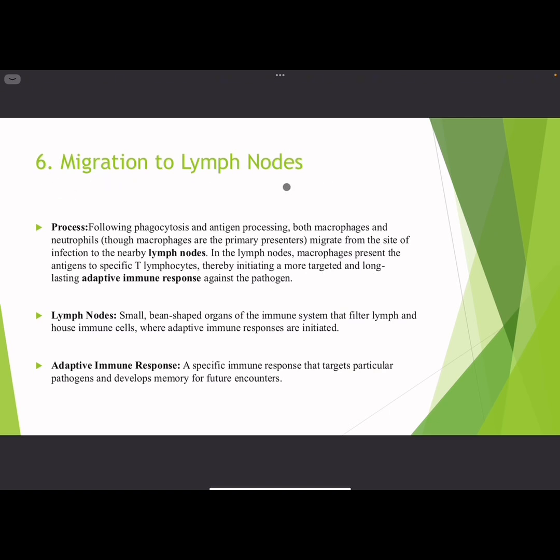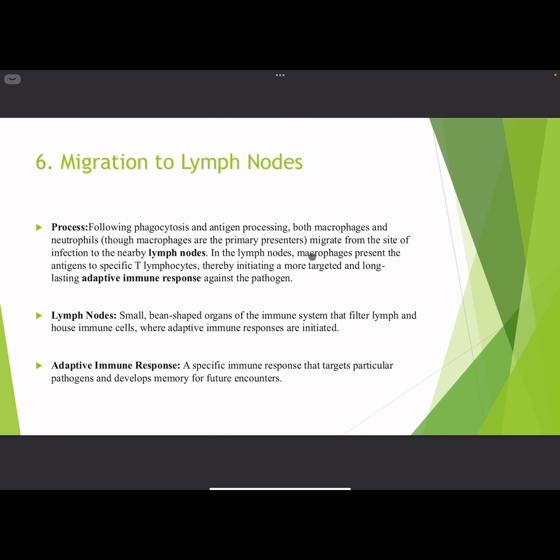Following phagocytosis and antigen processing, both macrophages and neutrophils migrate from the site of infection to nearby lymph nodes. Lymph nodes are small, bean-shaped organs of the immune system that filter lymph and house immune cells where adaptive immune responses are initiated. You could consider them like the headquarters of your immune system.